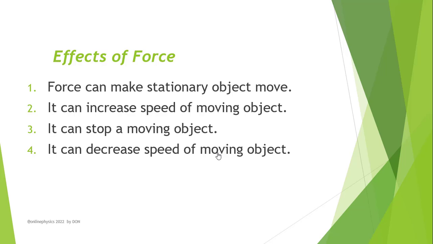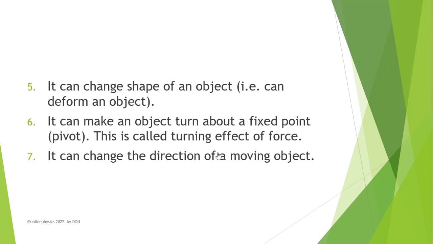We can also talk about decreasing the speed of a moving object. If you try to pull a moving object, then you are definitely going to decrease its speed. We can also talk about force changing the shape of an object, that is, it can deform an object. For deformation, a very good example is a head-on collision of two vehicles. You realize that at the end of the day, they are going to be deformed. That one we can present as change of shape of an object.